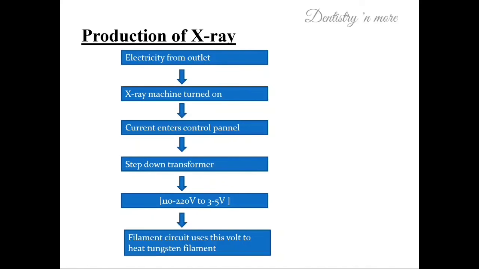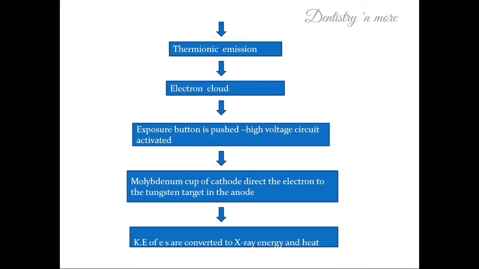Once we speak about the production of X-ray, we start off with the electricity from the outlet in which the X-ray machine is turned on, and then the current enters the control panel, wherein through the step down transformer it reduces the line voltage of 110 to 220 volts to 3 to 5 volts. From there the filament in the circuit goes through incandescence, or heats up the tungsten filament through this limited voltage, that is 3 to 5 volts.